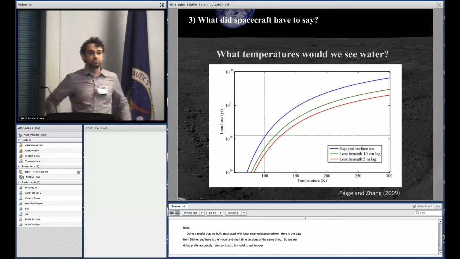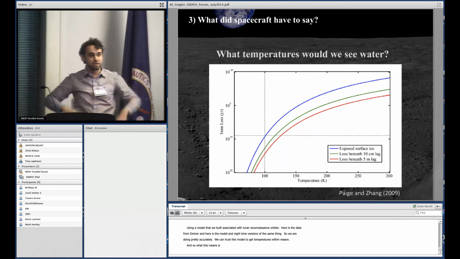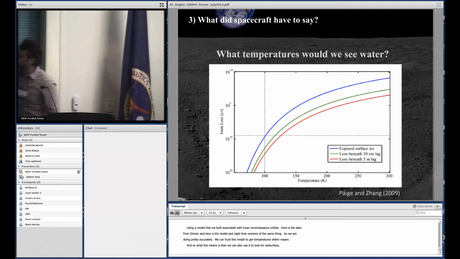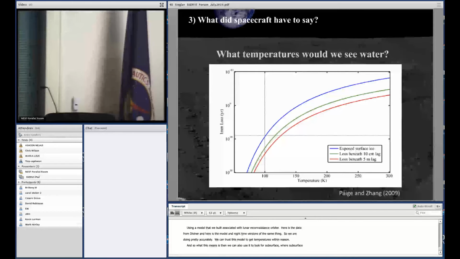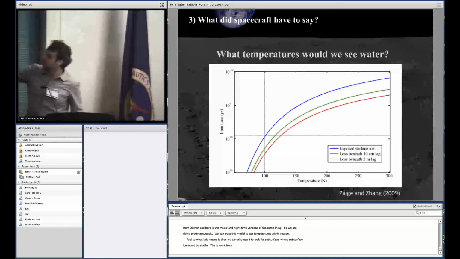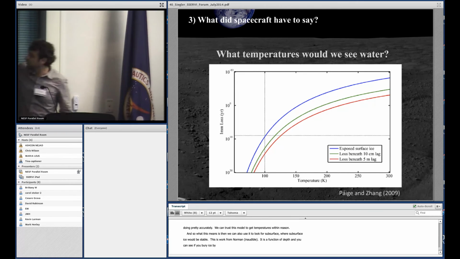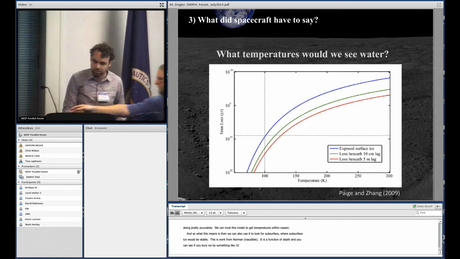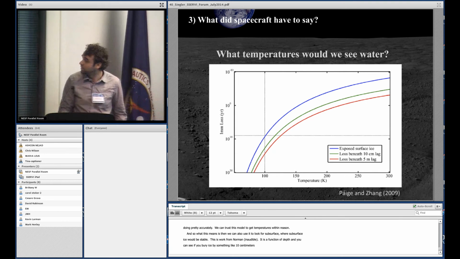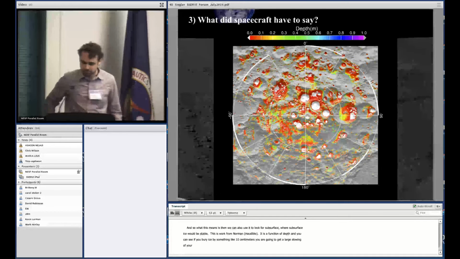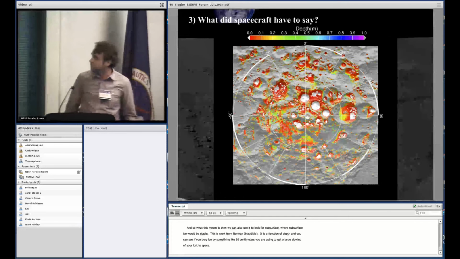And so what this means is then we can also use it to look for where subsurface ice will be stable. This is work from Norbert Schorghofer, who did all these models of ice stability as a function of depth. And you can see that if you bury ice by something like 10, 20 centimeters, you're going to get a large slowing of your loss to space. Okay, and so here's the map that we get for ice stability.